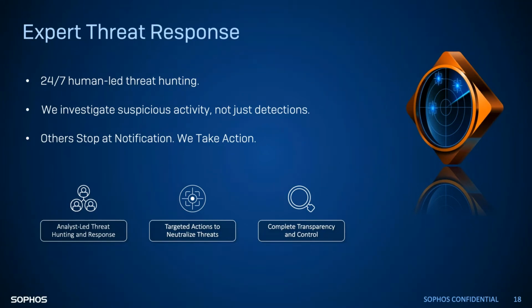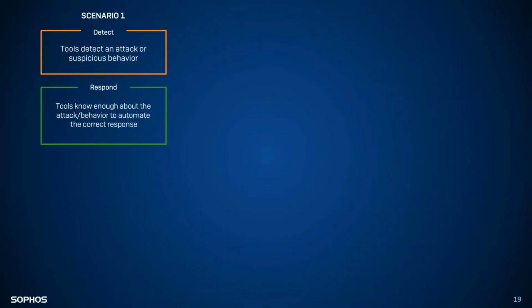So to illustrate this further, we have this concept of the 3 scenarios, which distills and makes it very simple how different types of detection and response are going to occur. In scenario 1, we've got our detection on top and our response on the bottom. In this scenario, a tool is going to detect an attack or suspicious behavior, and because that tool knows enough about that attacker behavior, it can automatically take a response. This is what Intercept X with EDR is so good at, because we have the intelligence to identify those known bad behaviors and immediately take action against them.